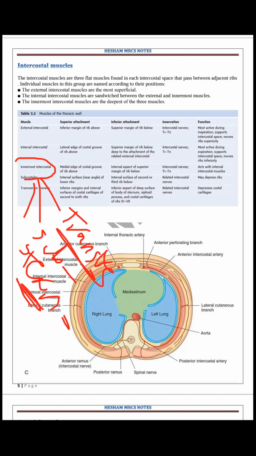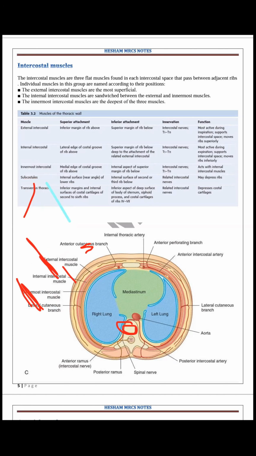Sternocostalis is related to the back of the body of the sternum, while the subcostalis is related posteriorly to the thoracic vertebrae. The transversus thoracis is inner to the internal intercostal. Then I have the three muscles: external intercostal, internal intercostal, and the innermost. External intercostal fibers pass downward, forward, and medially from the inferior margin of the rib above to the upper margin of the rib below, from above to below.